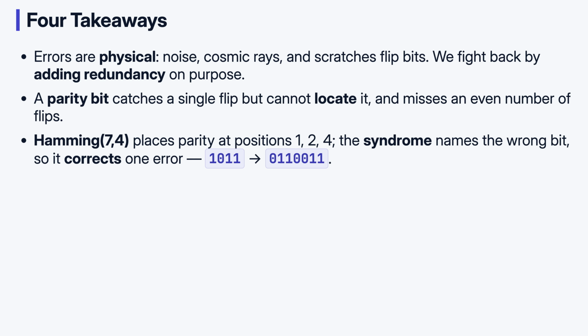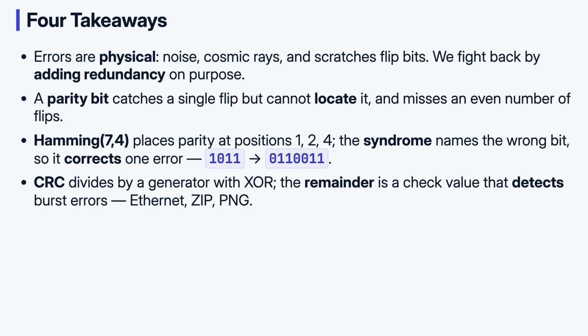Third, a Hamming 7-4 code places parity bits at positions 1, 2, and 4. The syndrome names the wrong bit, so the code corrects one error. The data 1011 became the code word 0110011. Fourth, CRC divides the message by a generator using XOR, and the remainder is a check value that detects burst errors, widely used in Ethernet, ZIP, and PNG.